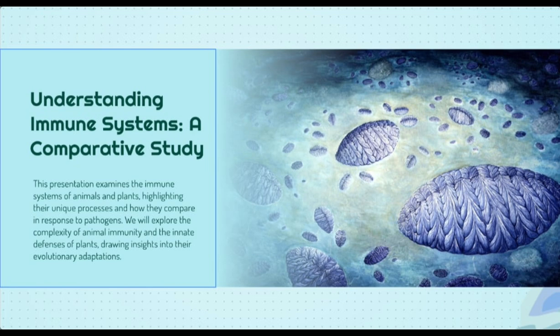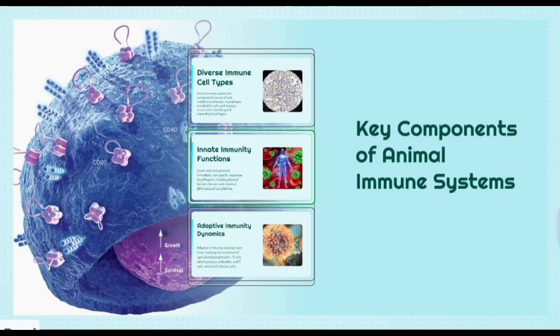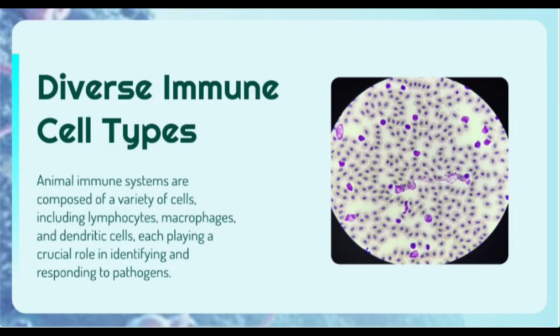A healthy immune system plays a big role in maintaining homeostasis, or the body's own stability, and ensuring everything stays in balance. So, the key components of animal immune systems. First, we have diverse immune cell types. The immune system is composed of a variety of cells. For animals, we have lymphocytes, macrophages, and dendritic cells.